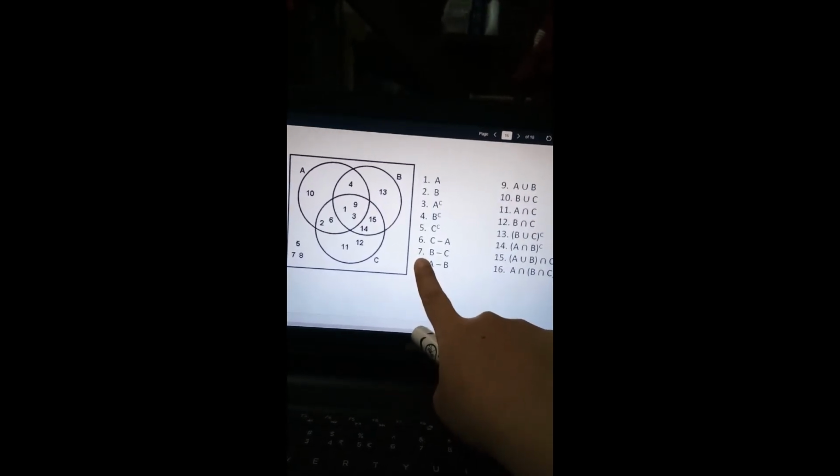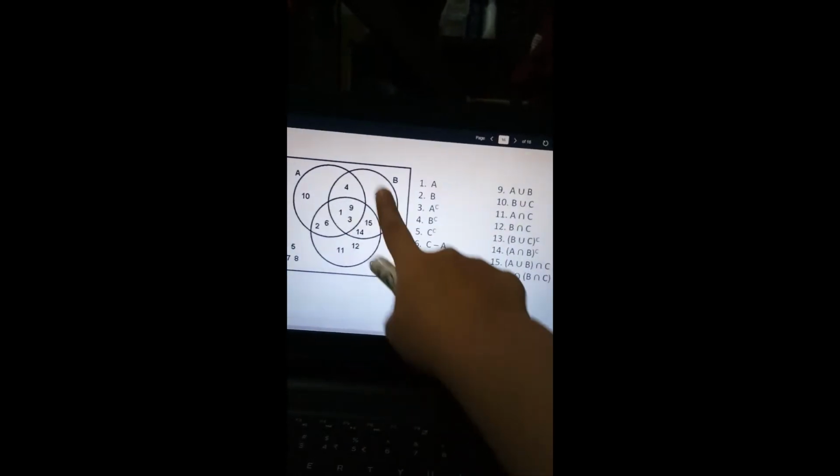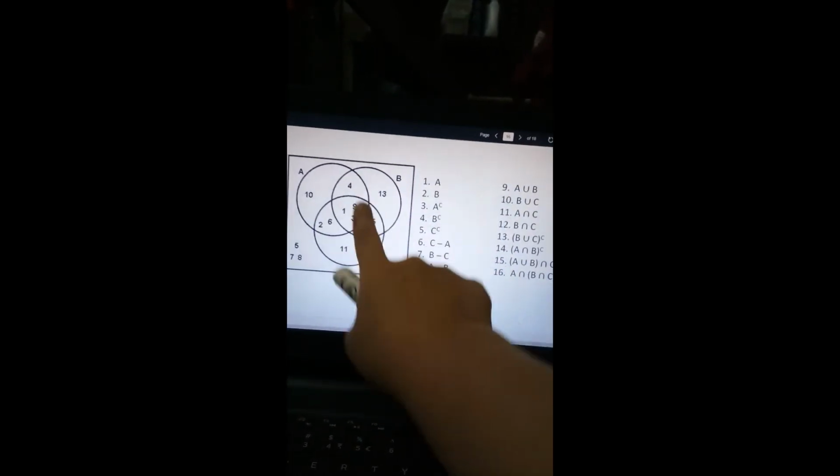Number 7. So, B minus C, alisin mo daw si set B. Anong naiwan kay set C?